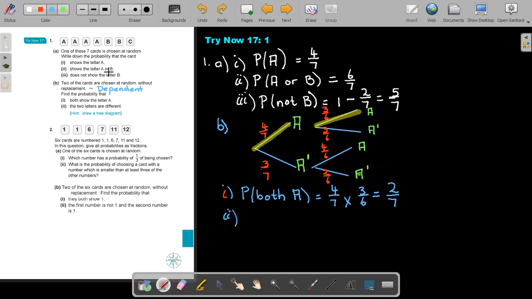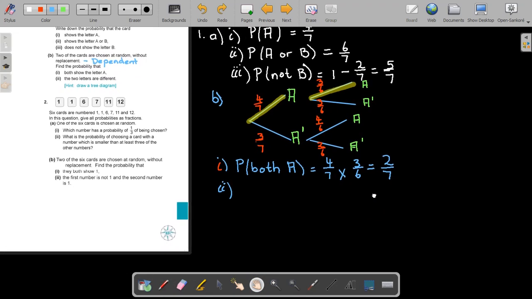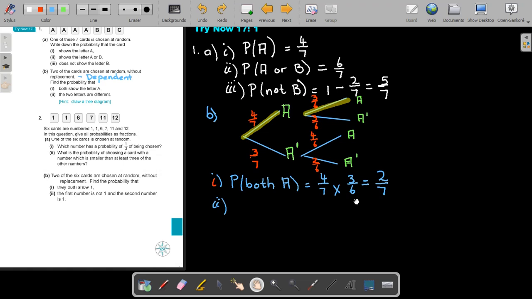Does not show the letter B. Okay. Now, in this case, remember what I said, especially if it starts complicated, and I gave you the hint there, draw a tree, a different tree. That was only for the first one. So now I'm going to start by drawing another tree diagram. Where are we now? Does not show, here. The two letters are both show the letter A. The two letters are different.